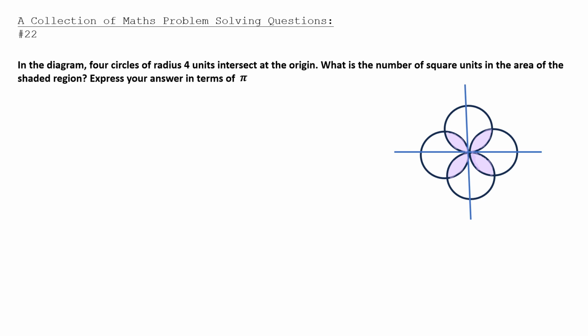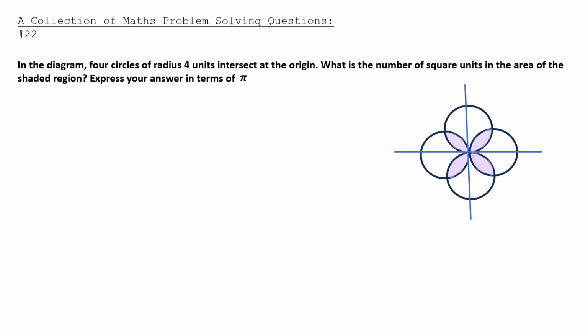In the diagram, four circles of radius 4 units intersect at the origin. What is the number of square units in the area of the shaded region? Express your answer in terms of pi. To work out this question, we have to note certain things.